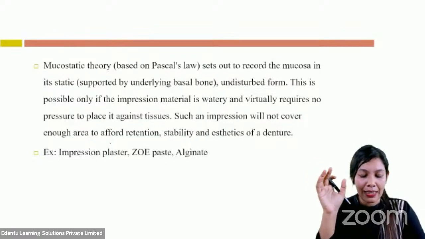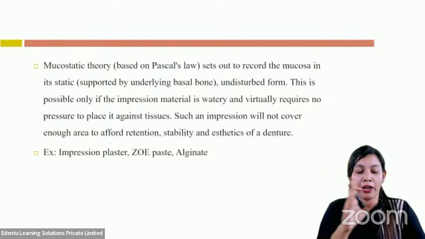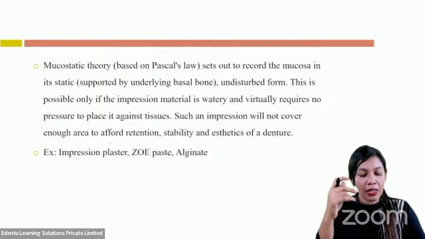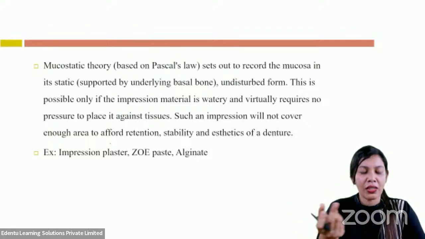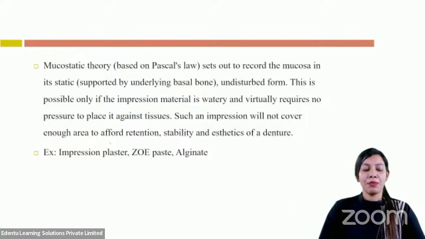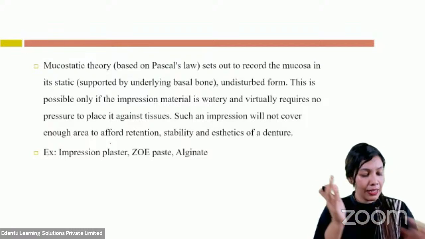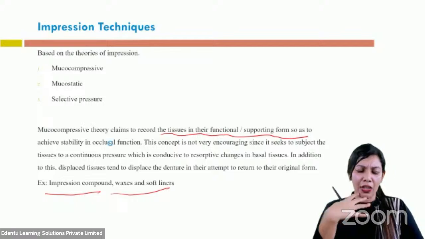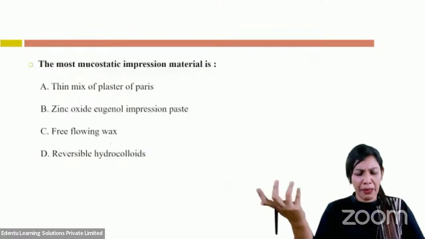What is mucostatic? It means static. The mucosa or the structure or any functions is not disturbed. For this we use alginate impression, zinc oxide impression and plaster. All these come under mucostatic. So, very important: mucostatic and mucocompressive. In mucocompressive, compression takes place for our edentulous arch, right?